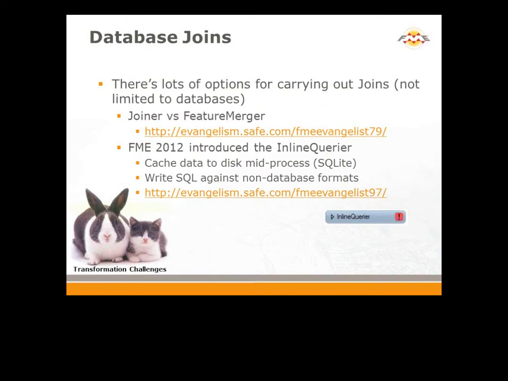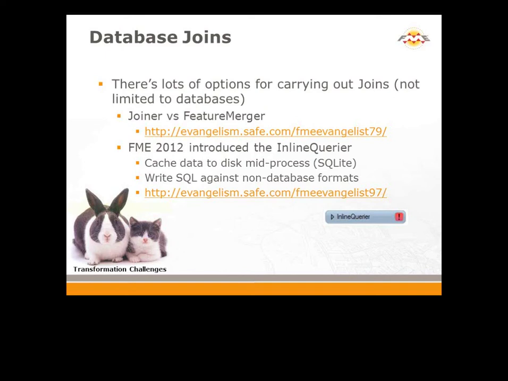Just to complete my section then, looking at database joins, when you want to join your geometry or your non-spatial features that you have passing through your workflow to a database or to any environment, really, there are a number of transformers to take a look at. The joiner versus the feature merger. There's a great Evangelist blog, article 79, which I'd recommend you take a look at, comparing the two transformers and some of the sister and brother transformers to the joiner and feature merger, and how you might make use of those.